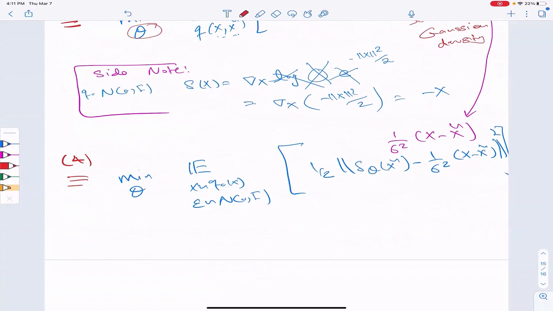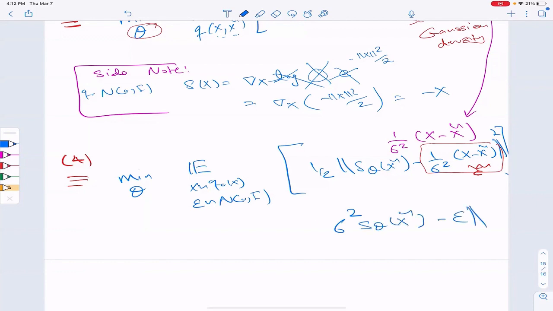I can even be a little bit fancier and define some new notation. x tilde is the noisy version of my x. So x minus x tilde is the noise I'm, roughly speaking, adding to x. I'm going to define this term x minus x tilde as epsilon. Therefore, I can write the whole thing as sigma squared s theta of x tilde minus epsilon squared. And perhaps we can define this function as epsilon tilde of x tilde minus epsilon. Just rewriting these terms with some new notation.